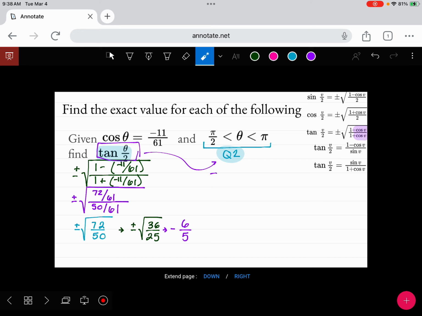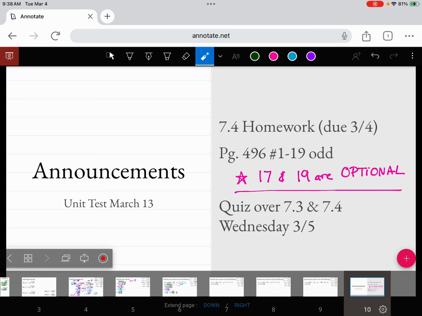I am making a slight adjustment to the homework. Problems 17 and 19 on the homework are optional, because we're not going to go into verifying problems together. There are 2 verifying problems on the homework. Can we get extra credit for that? Sure, we can do one for each problem. I'm cool with that.